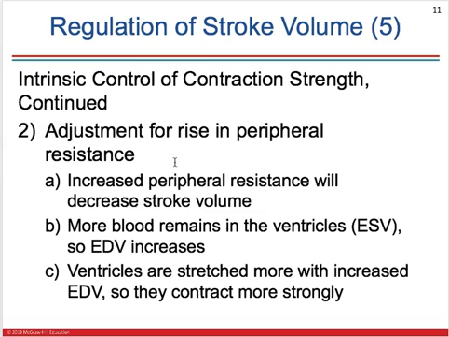Okay? So this works to help to adjust for short-term changes in peripheral resistance. So if you increase peripheral resistance, you increase blood pressure. If you increase the blood pressure, you increase the afterload. If you increase the afterload, you decrease the stroke volume. If you decrease the stroke volume, this means there's an increase in end systolic volume because, well, you didn't eject as much blood with that contractile phase. And so there's more blood left over, the end systolic volume goes up.